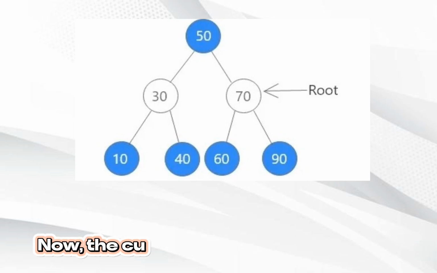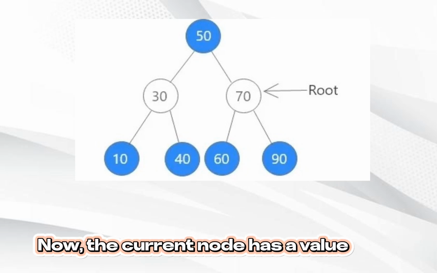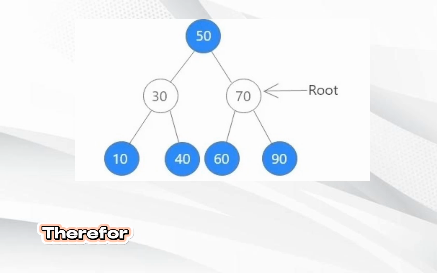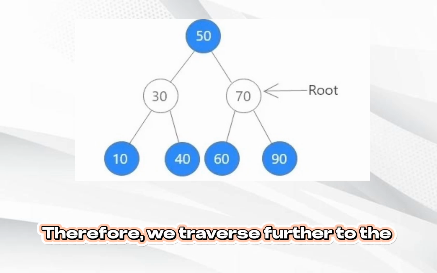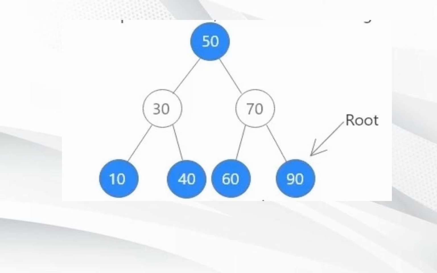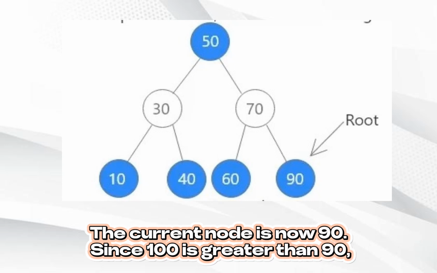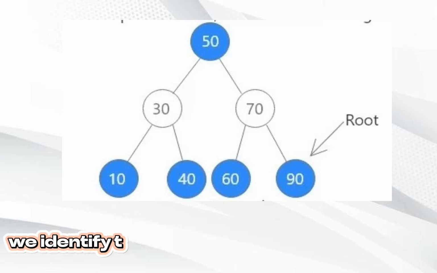Now, the current node has a value of 70. Again, the item 100 is greater than 70. Therefore, we traverse further to the right subtree. The current node is now 90. Since 100 is greater than 90, we identify the correct position for insertion.